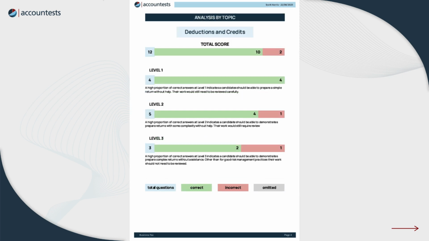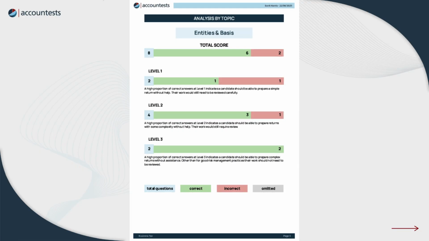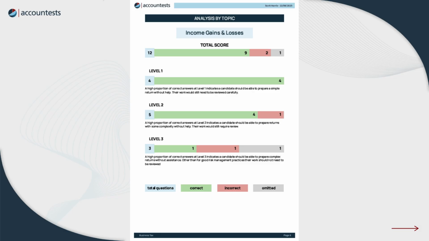If we then go through to the next few pages, these give you some analysis of the answers based on different areas of tax. There may not be a lot of additional information you get from this, because in essence a candidate needs to know all of these to prepare a return or provide advice, but it could give you some good insights into where you might want to focus training if there's particular areas where they've done poorly on. That could be where you want to focus your training.